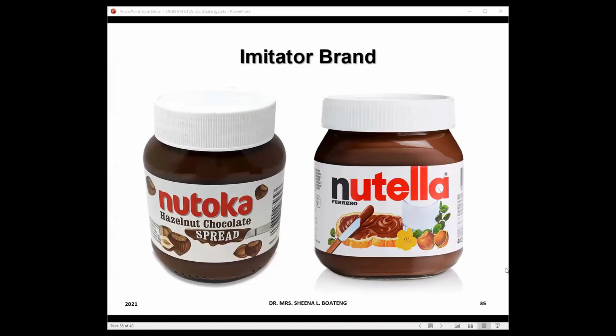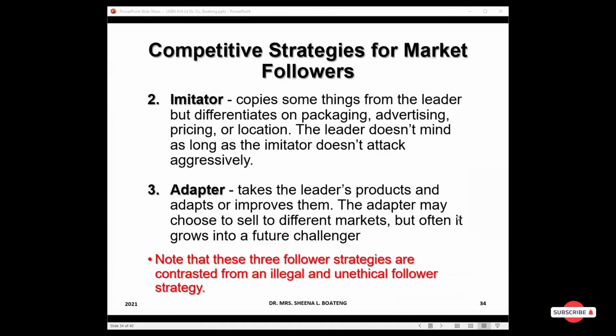At a snapshot, they look identical, isn't it? But once you begin to look more closely, you can see that one is an imitation of the other, because the name is different. The packaging looks a bit different, but you can see the similarities, can't you? Yeah, right? So this is a typical example of an imitator, who in this case is the Natoka brand that is imitating the almighty Nutella. Great.